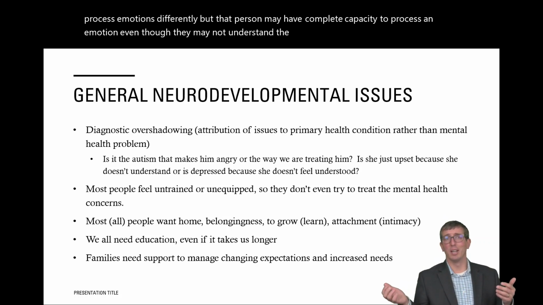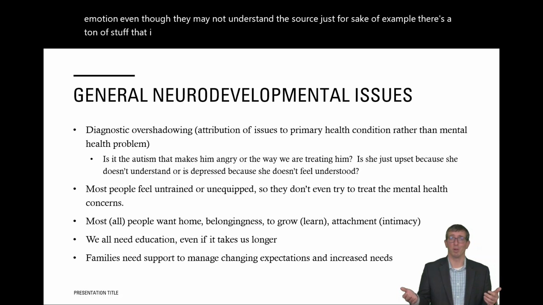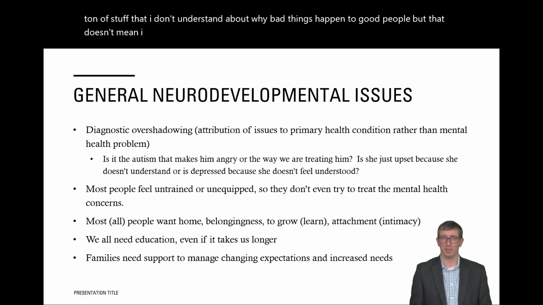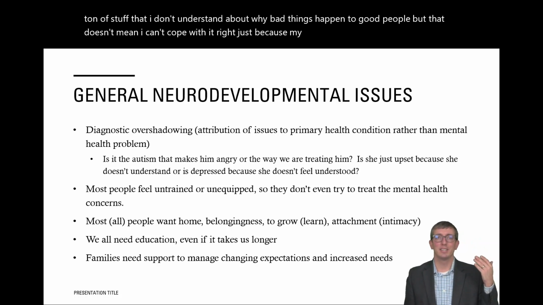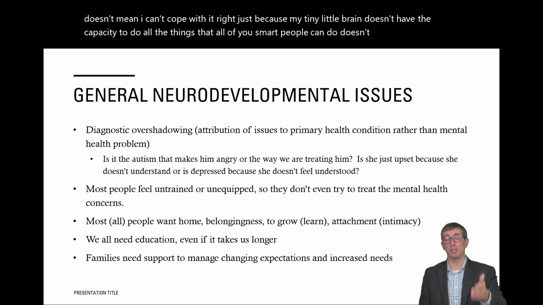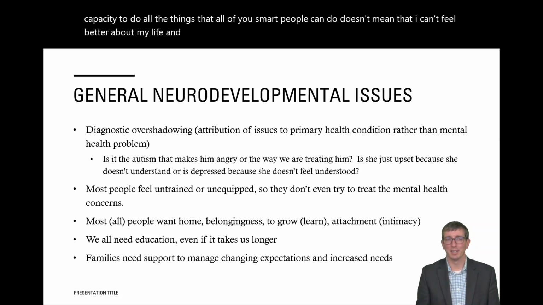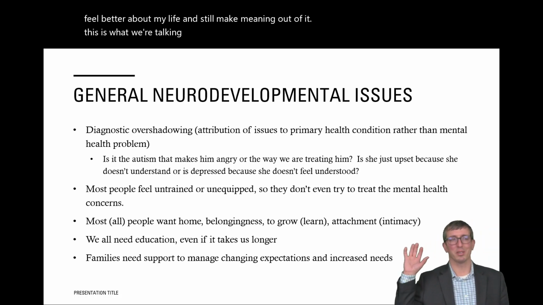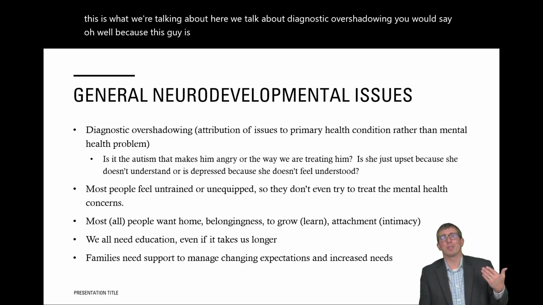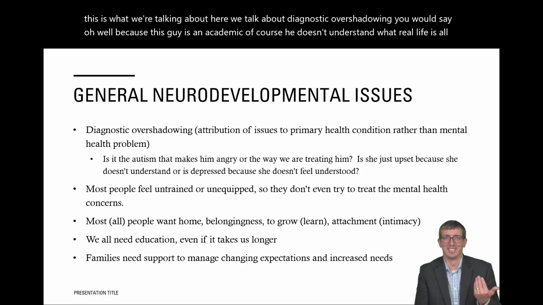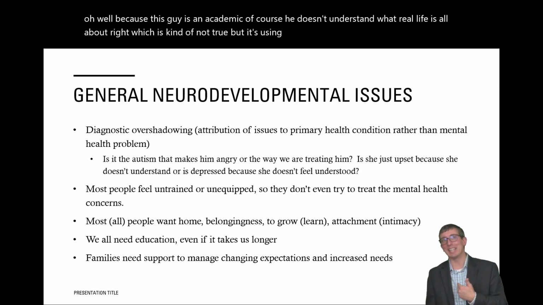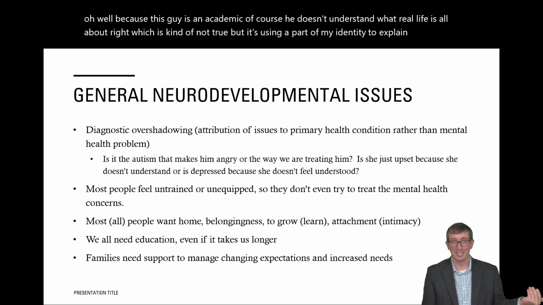Just for the sake of example, there's a ton of stuff that I don't understand about why bad things happen to good people. But that doesn't mean I can't cope with it, right? Just because my tiny little brain doesn't have the capacity to do all the things that all of you smart people can do doesn't mean that I can't feel better about my life and still make meaning out of it. This is what we're talking about when we talk about diagnostic overshadowing. You would say, oh, well, because this guy's an academic, of course he doesn't understand what real life is all about, right? Which is kind of not true, but it's using a part of my identity to explain another part that has nothing to do with it. That's what we're talking about here.